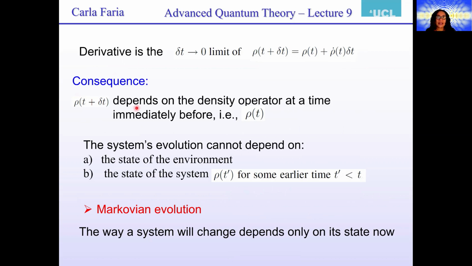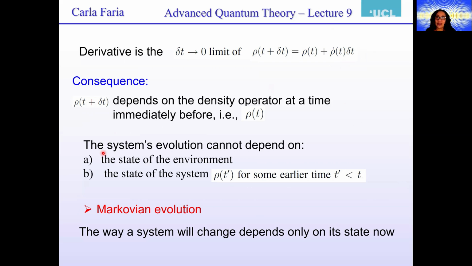A consequence of this, and something that we can actually see, is that rho of t plus delta t depends on the density operator at a time immediately before, which is rho of t. Why? Because on the left-hand side, we have rho of t plus delta t. On the right-hand side, we have rho of t, and here we have the derivative with regard to t multiplied by delta t. So they are connected, and the emphasis should be on immediately before, because they are really separated by this infinitesimal amount of time, delta t.